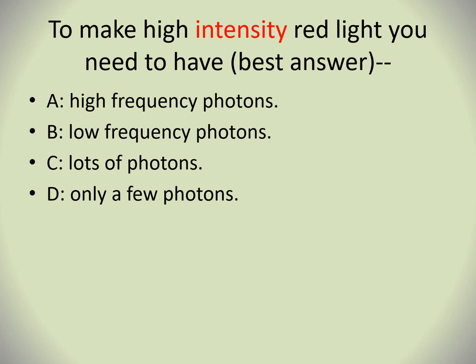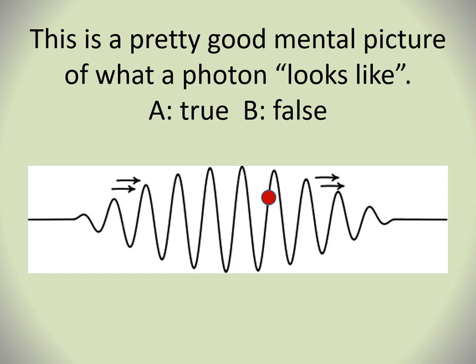Here's a question. See if you can remember this one. To make high intensity red light, you need to have. Okay, we're going to keep the frequency the same at red. How do you get high intensity? And high intensity is simply lots of photons. Makes perfectly good sense. Okay, true or false? This is a pretty good mental picture of what a photon looks like.